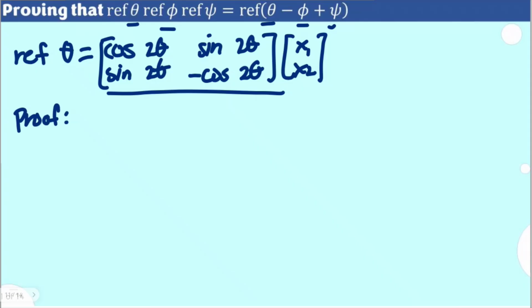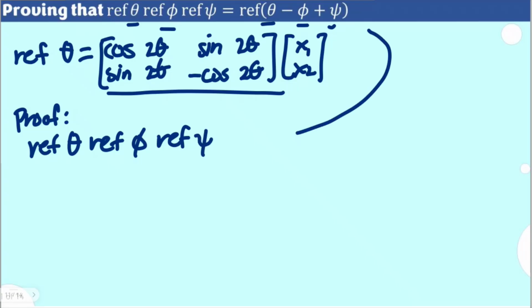Okay. We're going to show that the reflection of theta times the reflection of phi times the reflection of psi, okay, would be equal to this form here. But allow us to look into this one here. We already have a proof for the product, okay? The product of two different reflections.